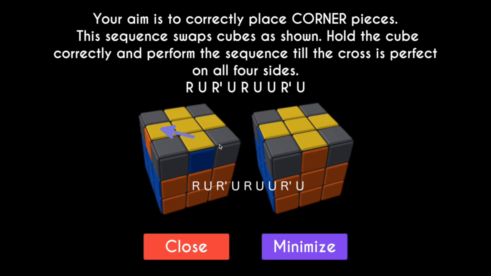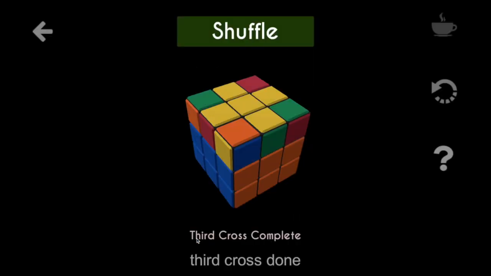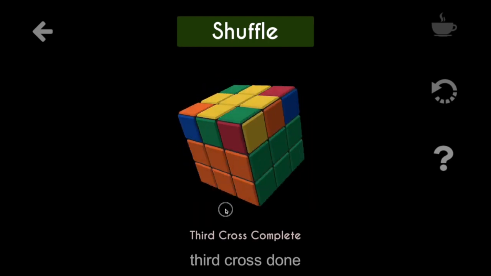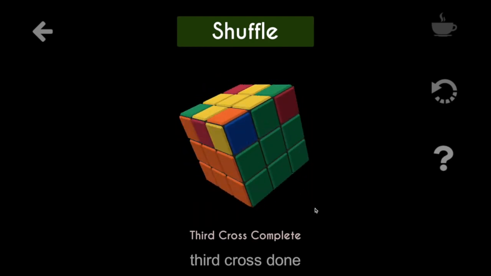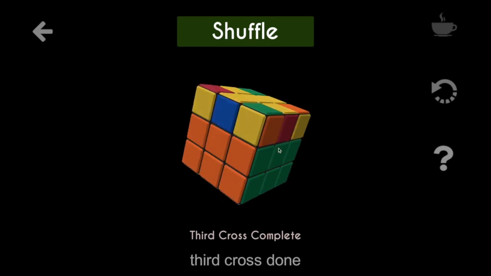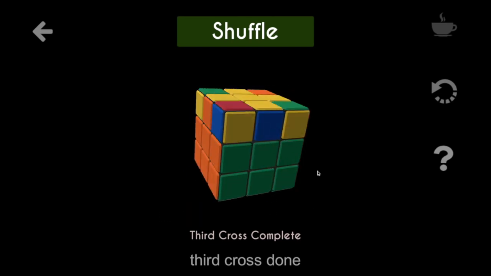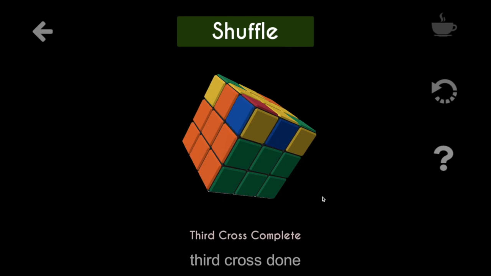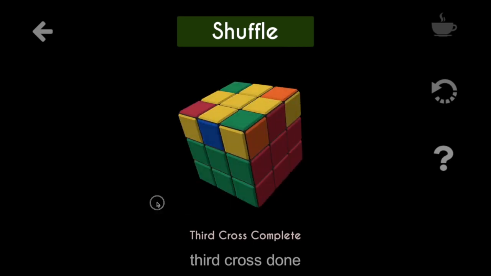So in this step we got the cross. The next step is to match the edge pieces of the cross with the center pieces. Now let's see if we can match any of the edge pieces with the center pieces. So if I rotate the side, no. If I rotate the side, no. If I rotate the side, no. So again we are very unlucky.